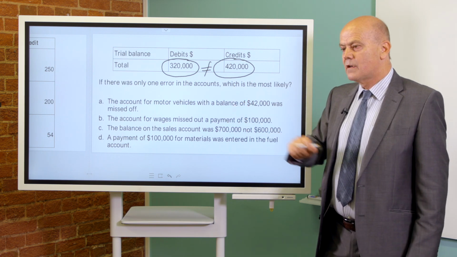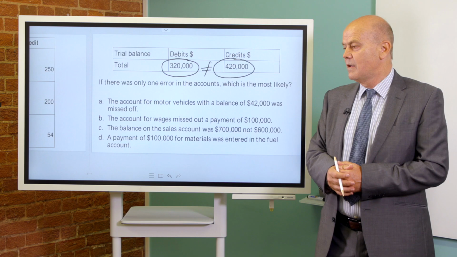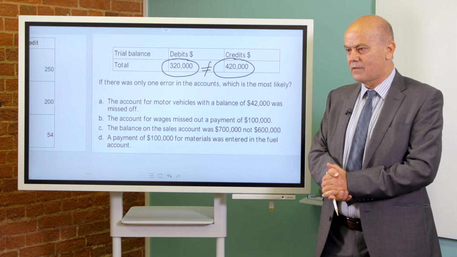So I'm going to get Alex to have a look at this, if she can, to try and identify what problem we have. So I'll pass it over to Alex and see if she can have a go at this.